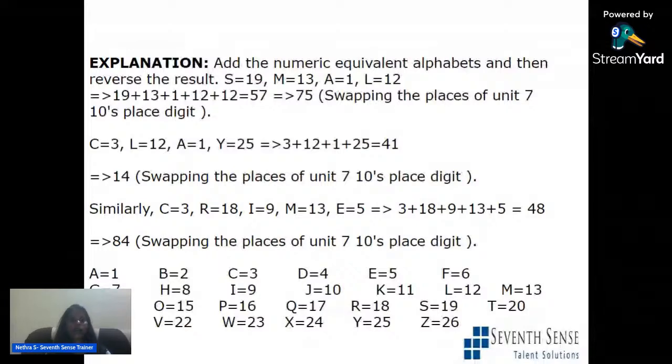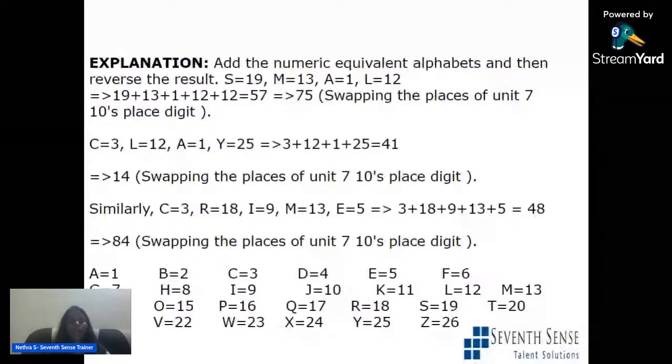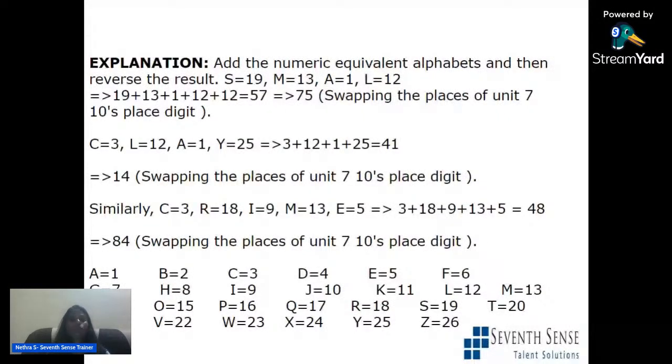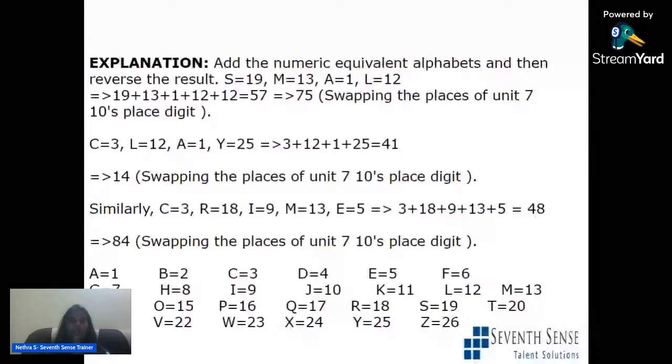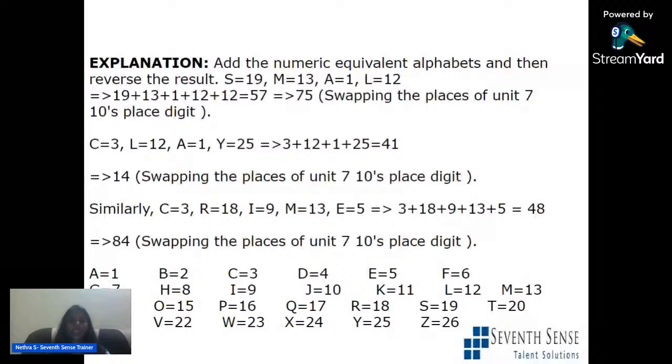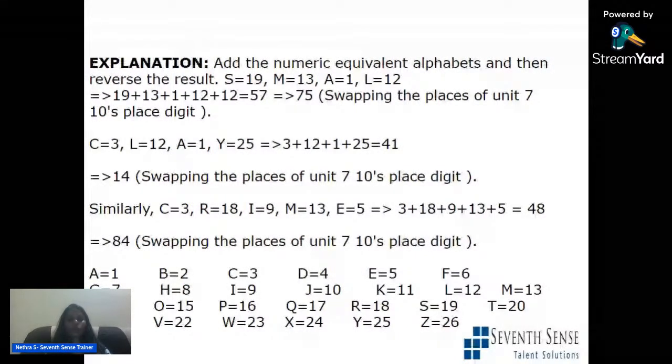That is, the question was that small is coded as 75. So in the same manner, if we are considering clay, that is C is coded as 3, L is coded as 12, A is coded as 1, Y is coded as 25. And if we are adding the numbers, the total number will come as 41. And if we are swapping it again, the answer will come as 14. In the similar way, if we are selecting crime, C is coded as 3, R is coded as 18, I is coded as 9, M is coded as 13, and E is coded as 5. That will be giving you the answer 48. So we have to swap the numbers, right? So that is why the answer is 84.